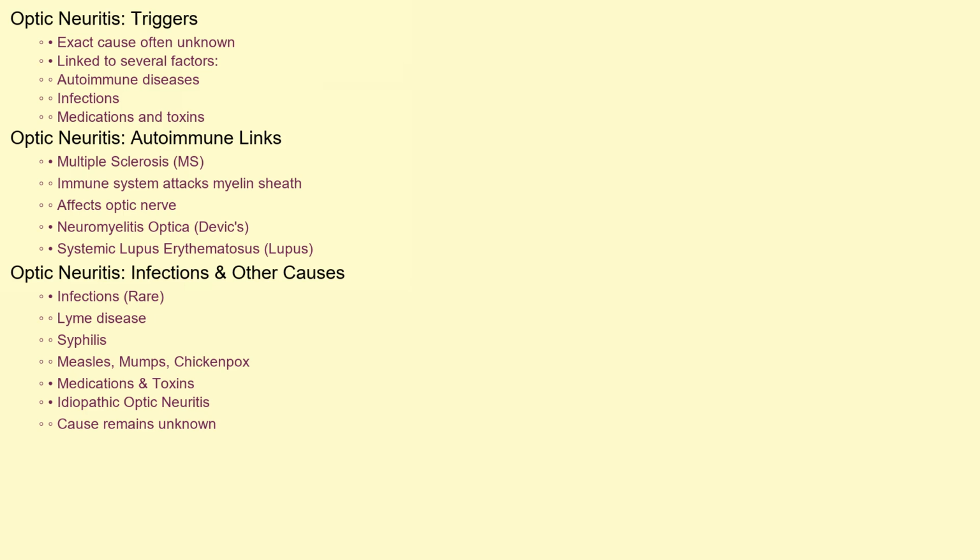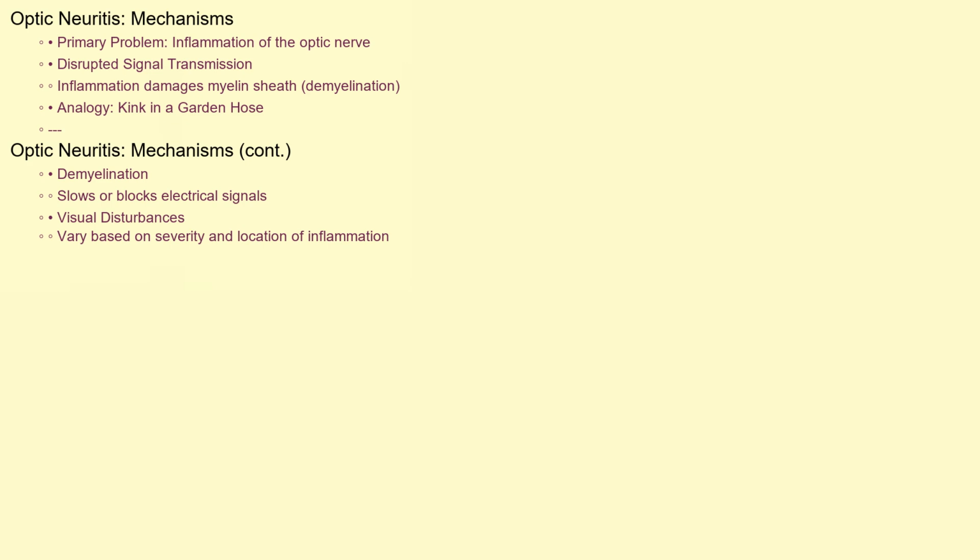Other autoimmune conditions such as neuromyelitis optica, also called Devic's disease, and systemic lupus erythematosus, or lupus, can also be associated with optic neuritis. Infections, such as Lyme disease, syphilis, measles, mumps, and chickenpox, though rare, can also trigger it. In some instances, certain medications and toxins can be implicated. However, in a significant number of cases, the cause remains unknown, which we refer to as idiopathic optic neuritis.